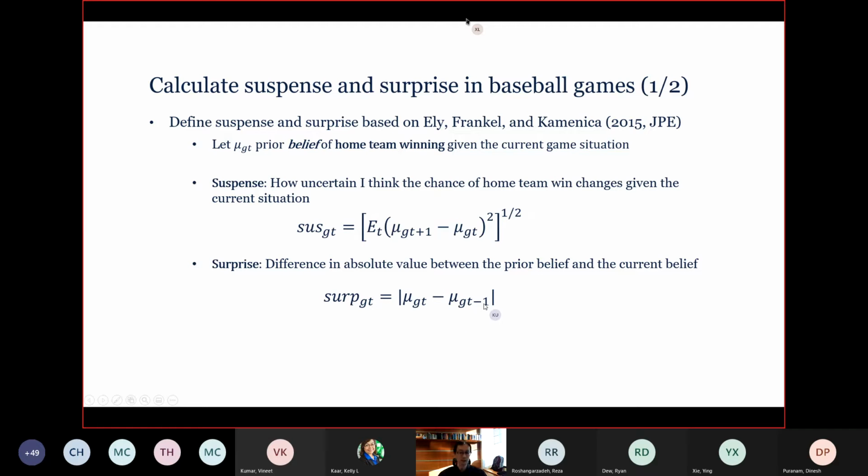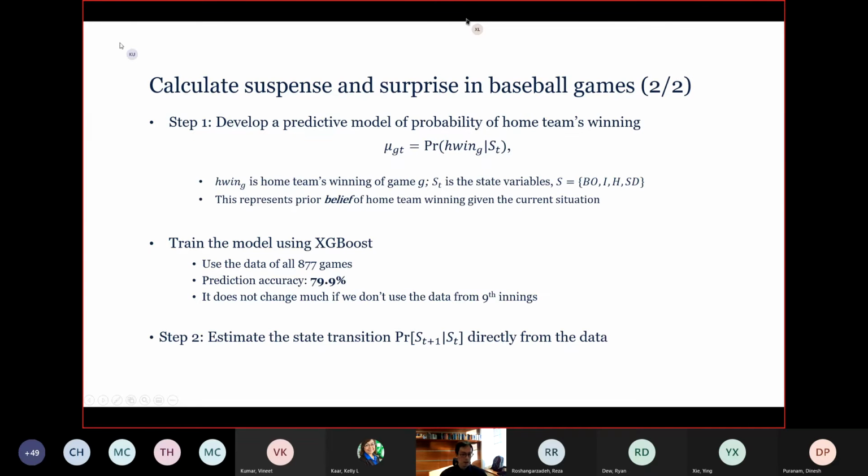So this is the ex post measure of what happened in a game in terms of home team winning probabilities. So using this, we can estimate and characterize suspense and surprise. To calculate them, we start from estimating MuGT. Like I said, we assume a rational Bayesian viewer, so we can estimate the predictive model of home team winning given all the information available at time t.